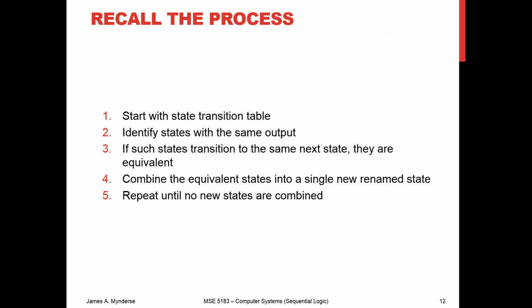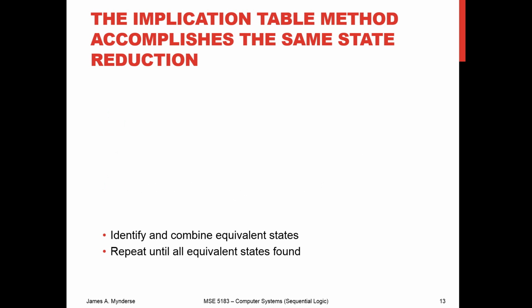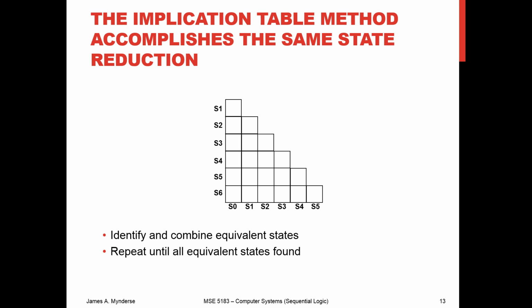So the process again: state transition table, identify states with the same output. If they go to the same next state, they're equivalent. Combine them into a new renamed state, and then repeat. And you just keep repeating until nothing else is being combined, in which case you must be done. We have another method we call the implication table. It does exactly the same thing, but is a slightly different way of looking at it, and sometimes a different perspective is helpful. So again, we're going to identify and combine equivalent states, and we're going to repeat until all equivalent states are found, and our implication table is going to look something like this.